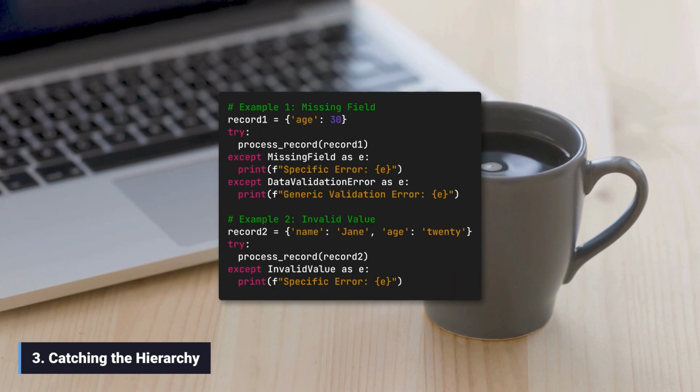3. Catching the hierarchy. We test two scenarios. In the first example, we catch the specific MissingField exception. In a larger try-except block, you may catch the generic DataValidationError to handle all derived errors with a single handler. This flexibility, enabled by the exception hierarchy, is extremely valuable for complex systems. Remember, always catch the most specific exceptions first.